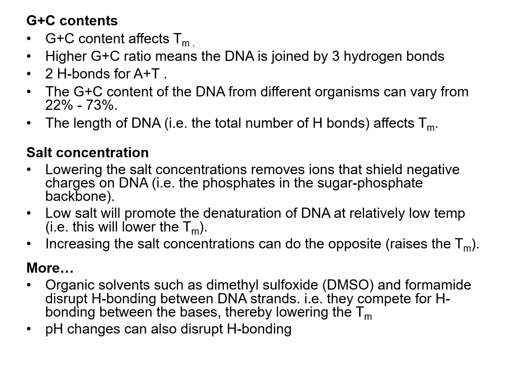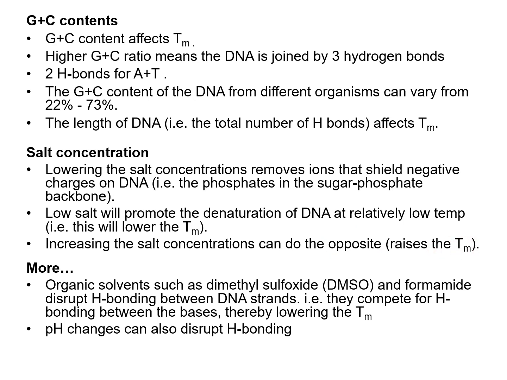For the salt concentration, lowering the salt concentration removes the ions that shield the negative charges of DNA, because the negative charge is important for DNA stability, as the sugar-phosphate backbone is negatively charged. Thus, low salt will promote the denaturation of DNA at relatively low temperature, and increasing the salt concentration will do exactly the opposite, which raises the melting temperature.